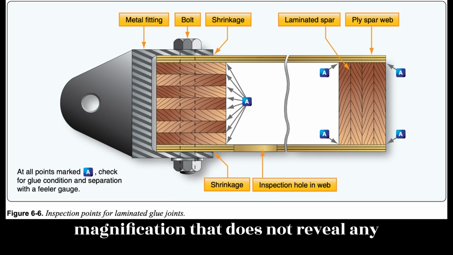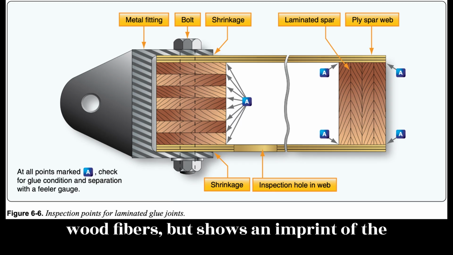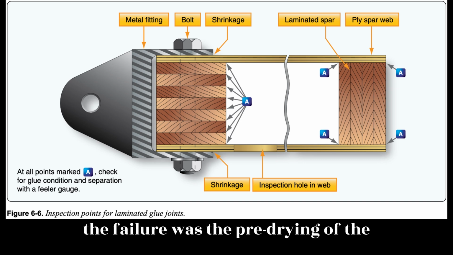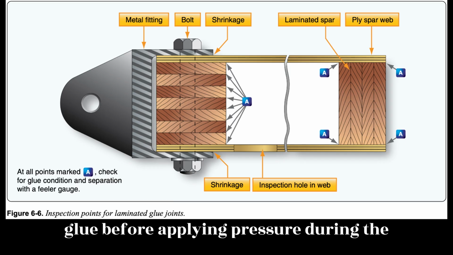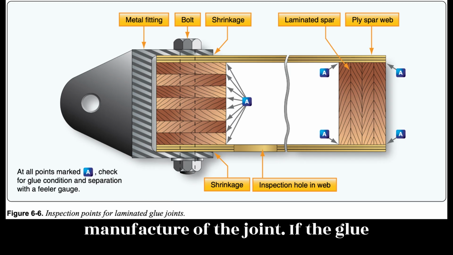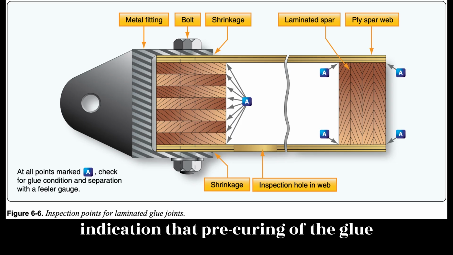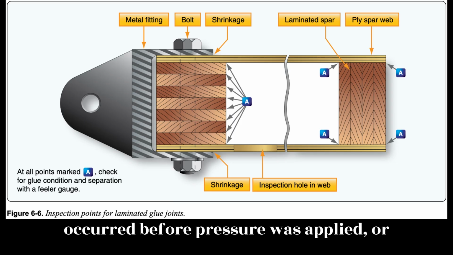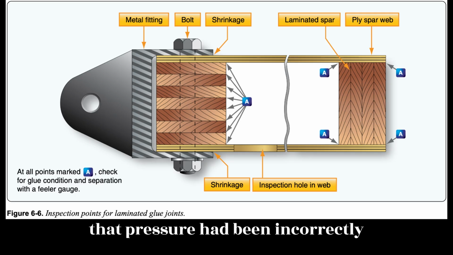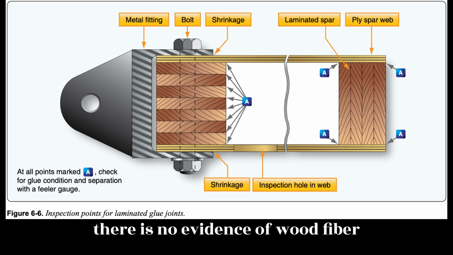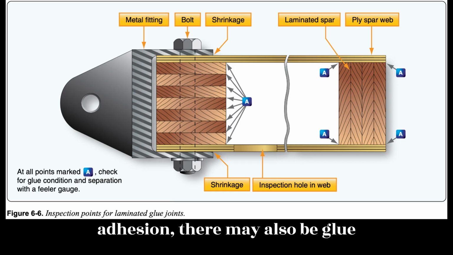Examination of the glue under magnification that does not reveal any wood fibers, but shows an imprint of the wood grain, indicates that the cause of the failure was the pre-drying of the glue before applying pressure during the manufacture of the joint. If the glue exhibits an irregular appearance with star-shaped patterns, this is an indication that pre-curing of the glue occurred before pressure was applied, or that pressure had been incorrectly applied or maintained on the joint. If there is no evidence of wood fiber adhesion, there may also be glue deterioration.